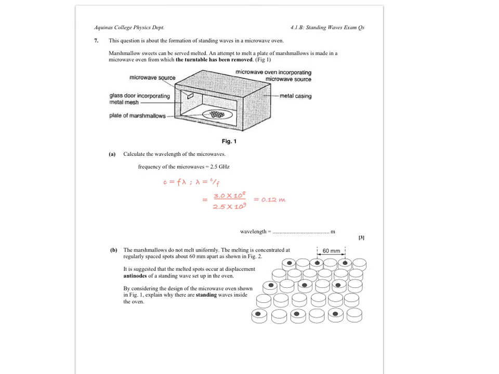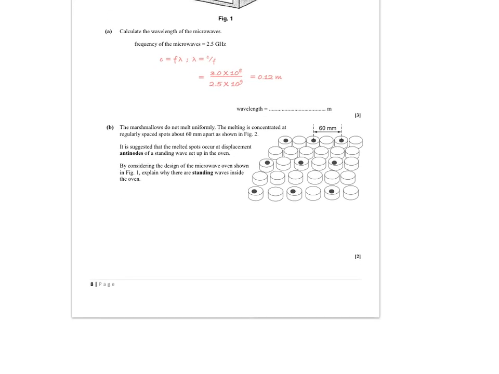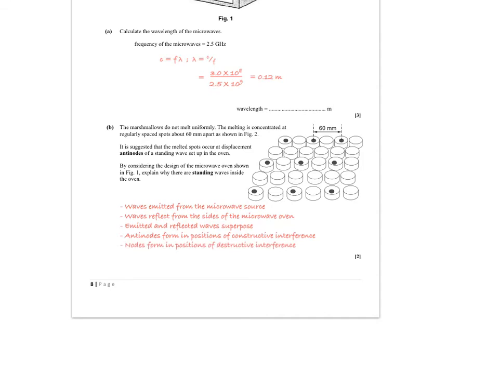And then we're told that these marshmallows don't melt uniformly. The melting is concentrated in regularly spaced spots 60 millimeters apart. It's been suggested these spots occur at antinodes of the standing wave set up in the oven. And we need to explain why the standing waves are set up. So we can say that waves are emitted from our microwave source, that the waves reflect off the side of the microwave oven, the emitted waves and the reflected waves superpose or interfere, and then antinodes form in positions of constructive interference, nodes form in positions of destructive interference.